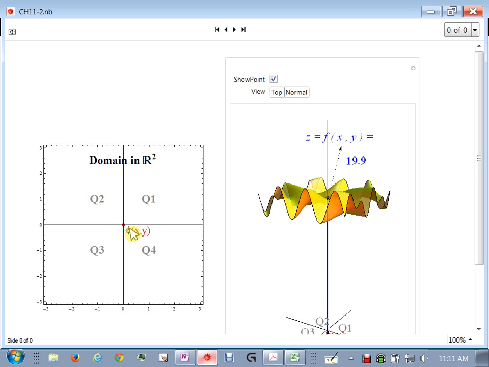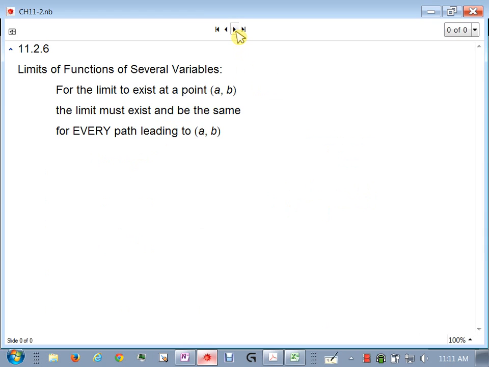That's a huge problem for us. A significant problem. There's infinitely many ways that we can get there. For a limit to exist, the limit must exist and be the same from every path leading to that point. What's wrong with that? We can't test every path.